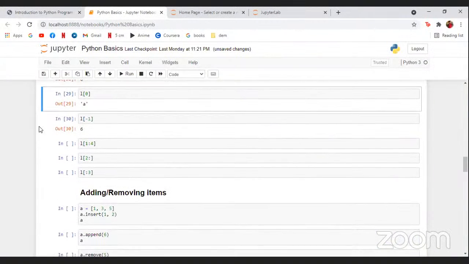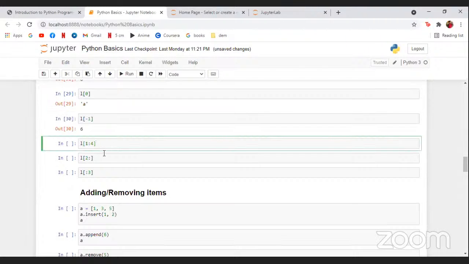Another thing you can do with lists is slicing. Slicing means taking one part of this list out.